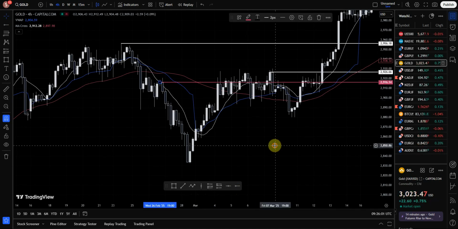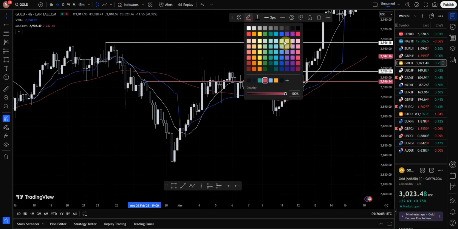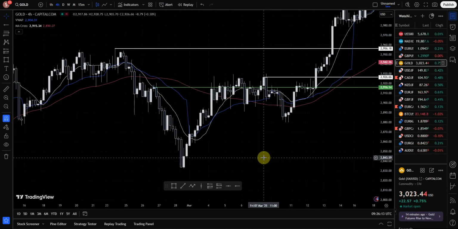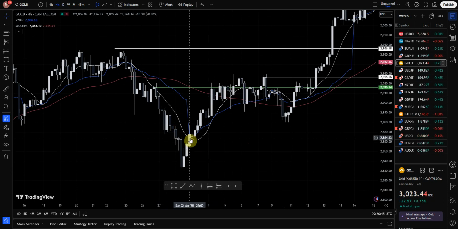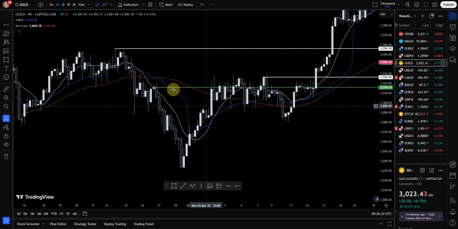So how do you take an anti-trend trade? An anti-trend trade is when price is moving against the major trend. What's the major trend here? The major trend is the 50 moving average. You understand? So what happens is the VWAP will be moving in the opposite direction as the 50 moving average. So in this case, the VWAP is trending up, the 50 moving average is trending down.